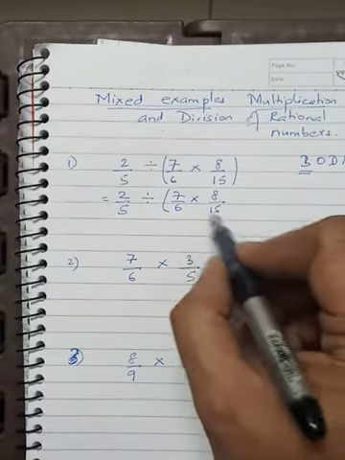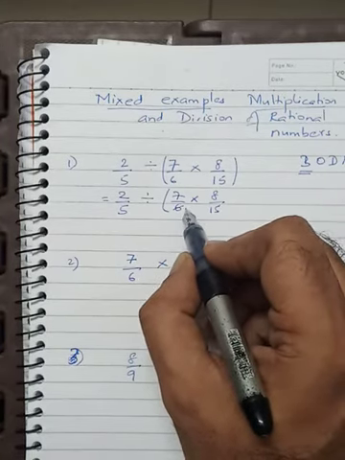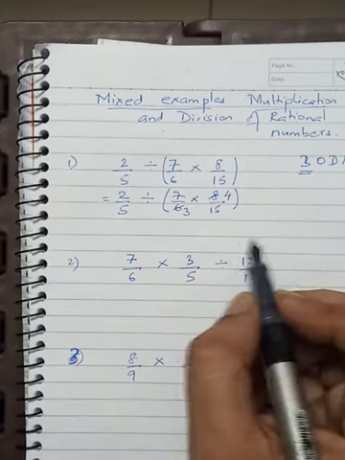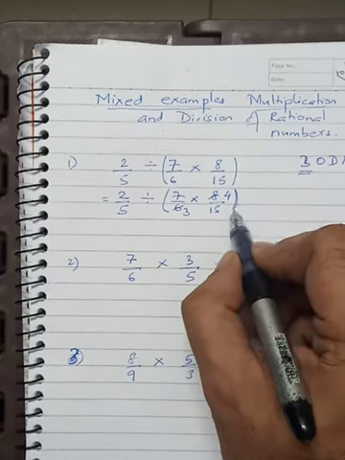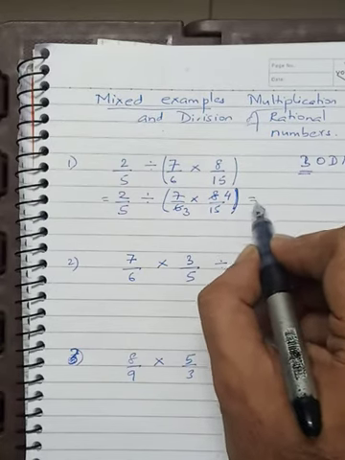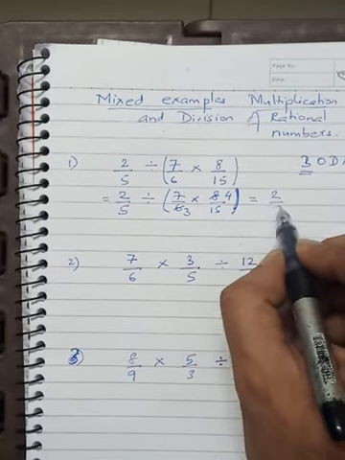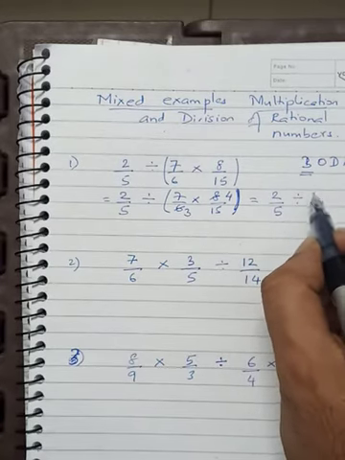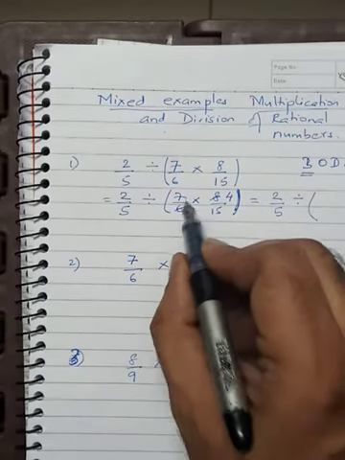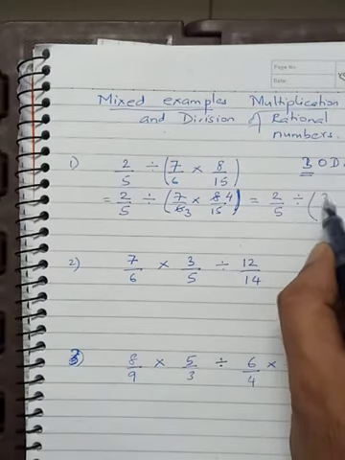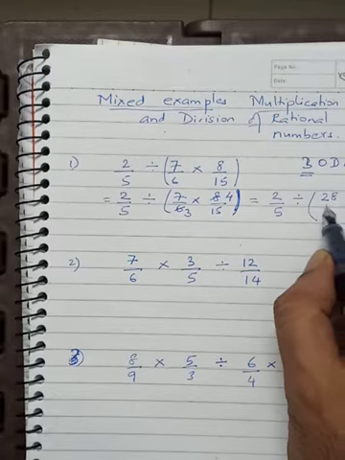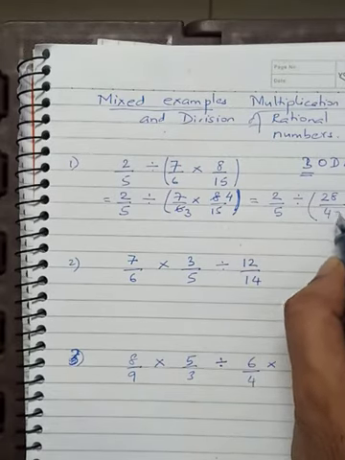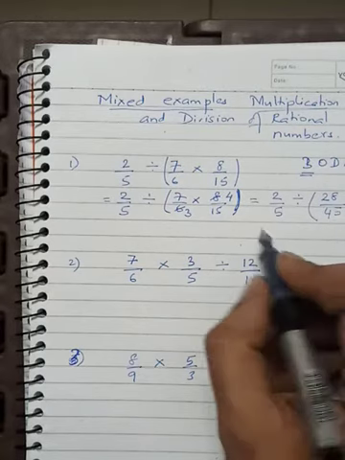Let's see if anything can be divided. Oh, 2 3s are 6, 2 4s are 8. This will leave me, let me make the bracket proper, with 2 upon 5 divided by 7 4s are 28 upon 3 into 15 is 45. Oh, great. So let's see.